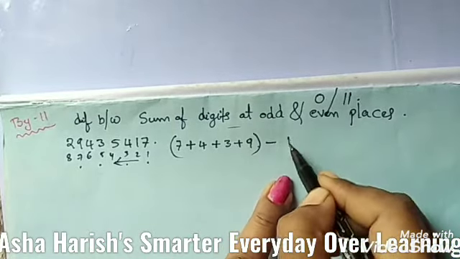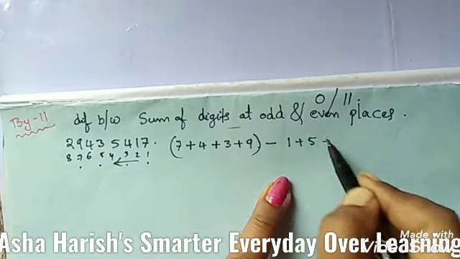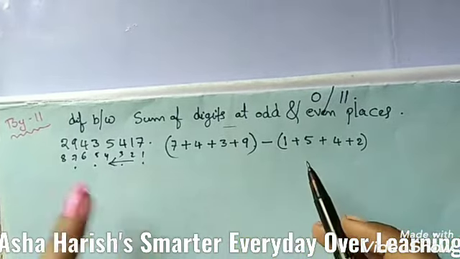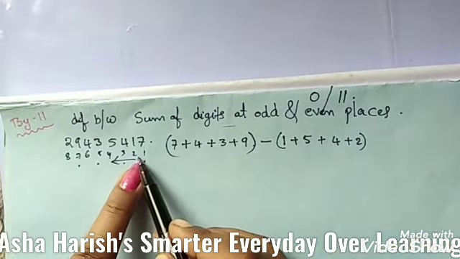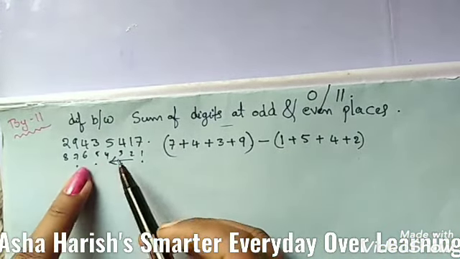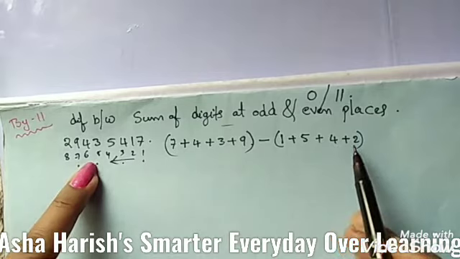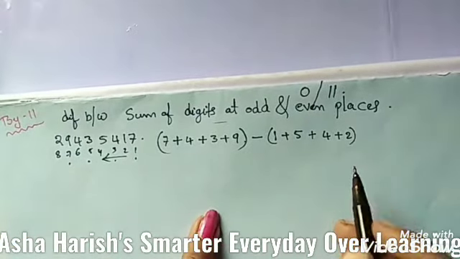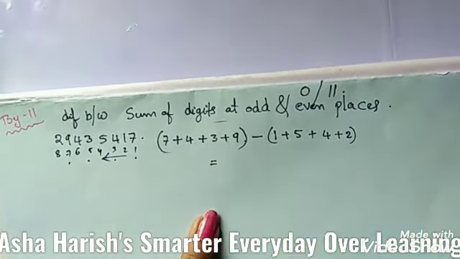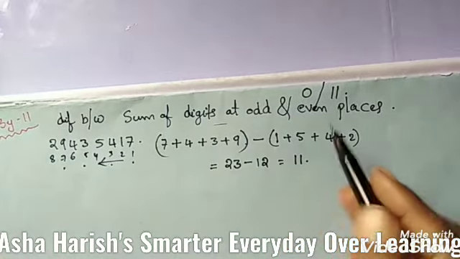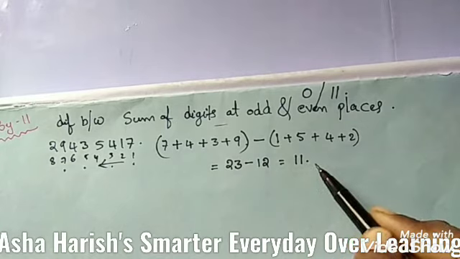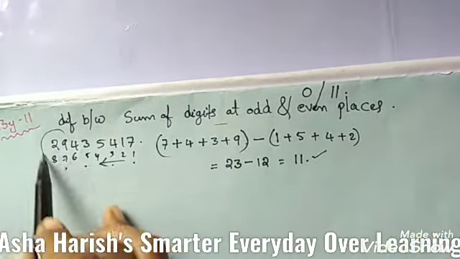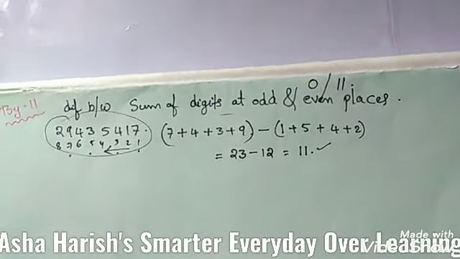Now students, from this you need to subtract the sum of the even places. Even places nothing but 1 plus 5 plus 4 plus 2. Why? Because here 1 means at the second place, 5 means at the fourth place, 4 means at the sixth place, 2 means at the eighth place. So the total, 23 minus 12. So we got 11. So 11 is divisible by 11. So this entire number is divisible by 11 students.